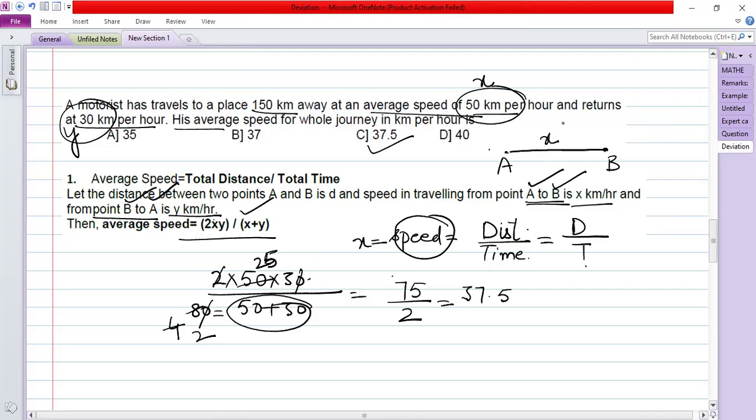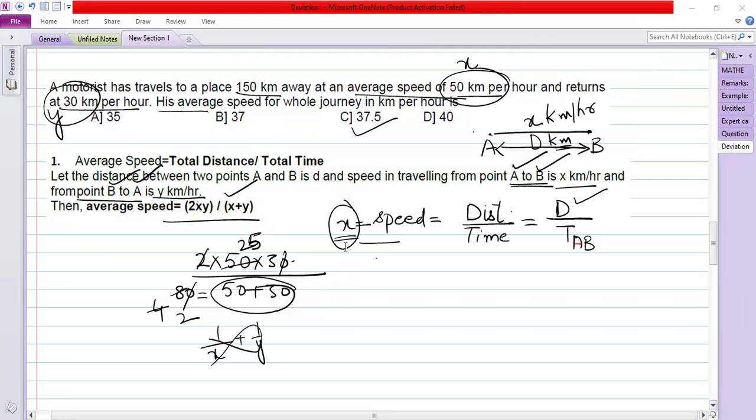This is the speed from A to B, and the total distance between A and B I am taking as d kilometer. The formula is that speed is distance upon time. Here distance d is the distance between A and B, and time taken is TAB, the time taken to go from A to B. For going from A to B the speed is x kilometer per hour. So TAB will be nothing but d upon x.